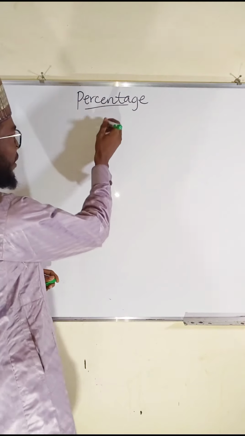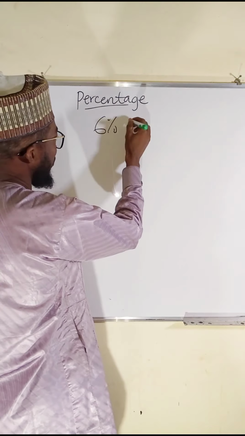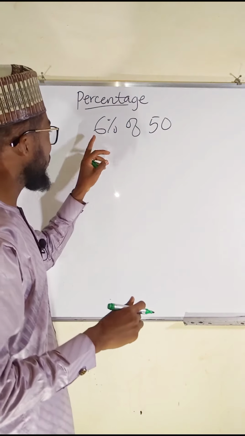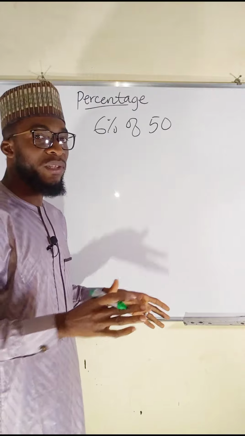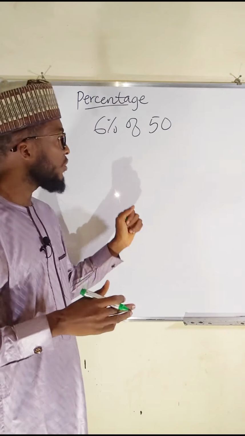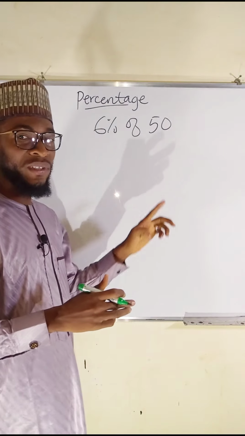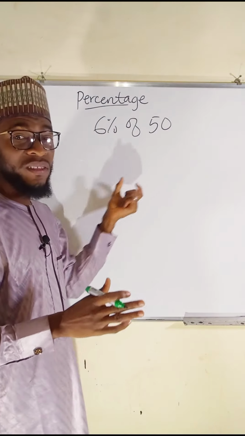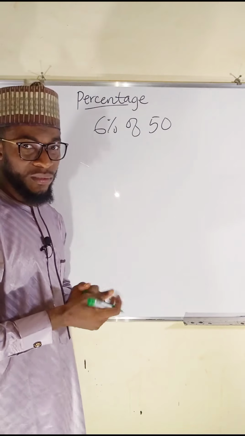Example, suppose we want to find 6% of 50. I'm just using 6 and 50 as an example. There could be other numbers. Before we start, I would like to let you know that both 6 and 50 are interchangeable. 6% of 50 is the same thing as 50% of 6.